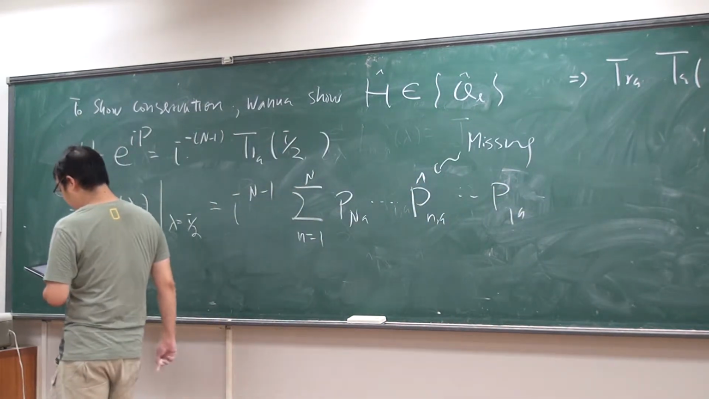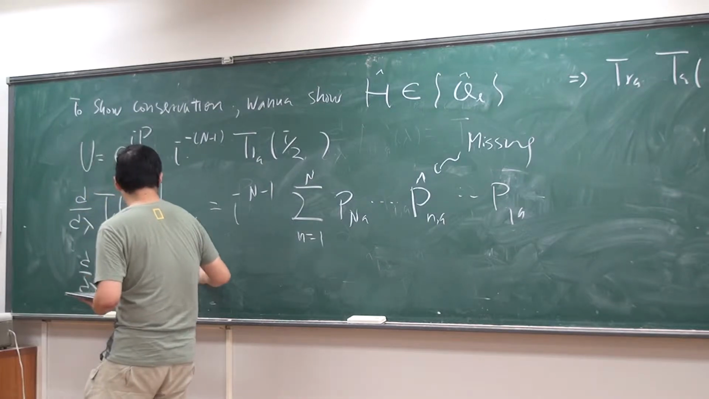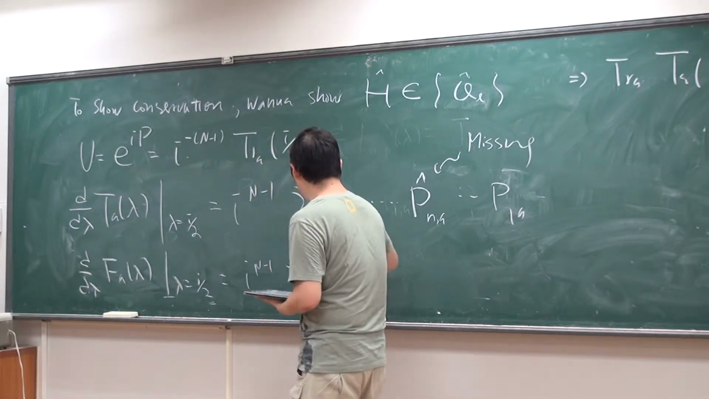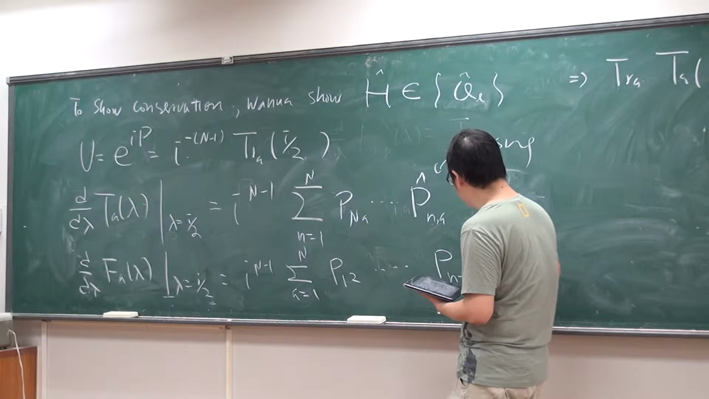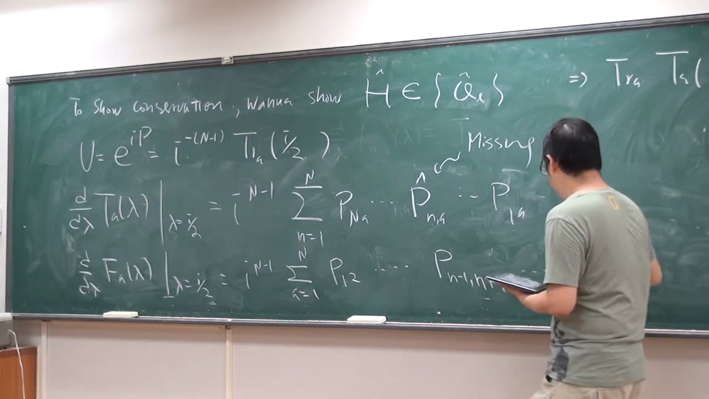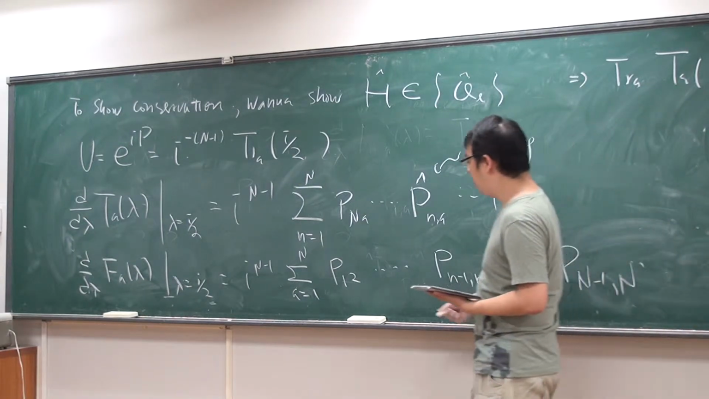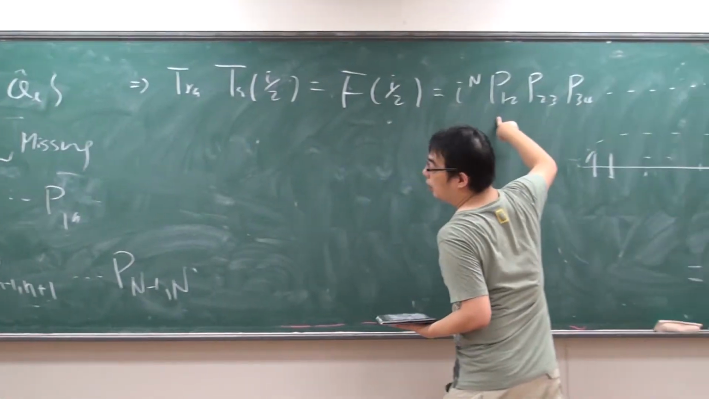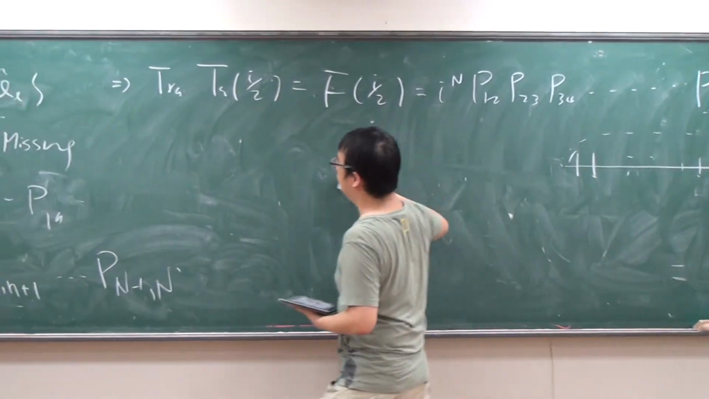So we would get f_A'(lambda) at lambda equal to i over 2 is equal to i^(n-1) P12 ... The key here is that because this term is missing, you can show that the permutation term now is actually permuting the n minus 1 site and n plus 1 site. And then continue. But now if you compare this guy with what we have here, then if you multiply them together, then go through the manipulation.